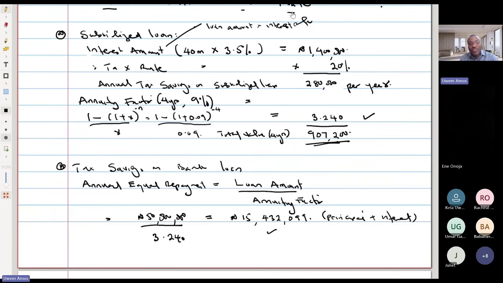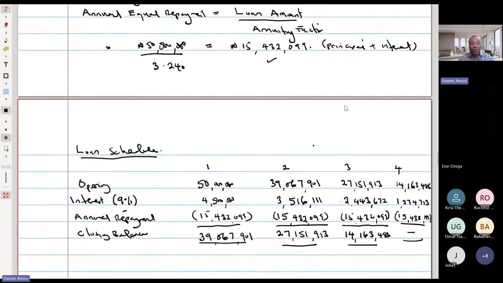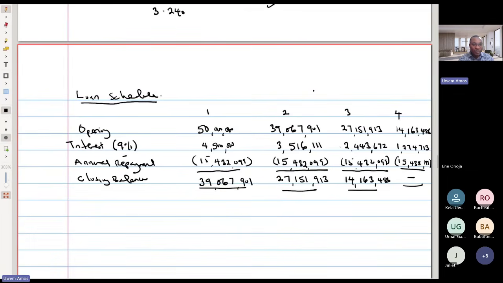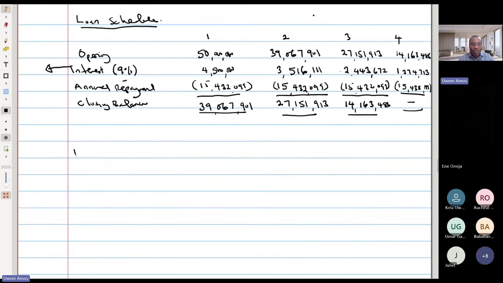Now that we've calculated our interest, let's do our tax savings. Our formula does not change. We only have to do the loan schedule so that we can know what our interest would be. Our formula remains interest amount multiplied by the tax rate. That's what our formula is. This is our interest amount. So let me just copy that down quickly: our interest amount multiplied by our tax rate, which is 20%.